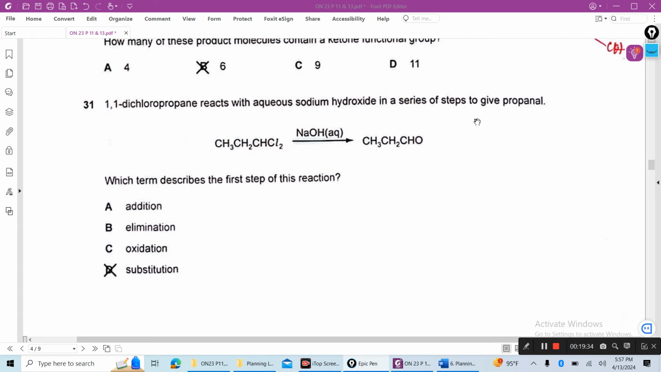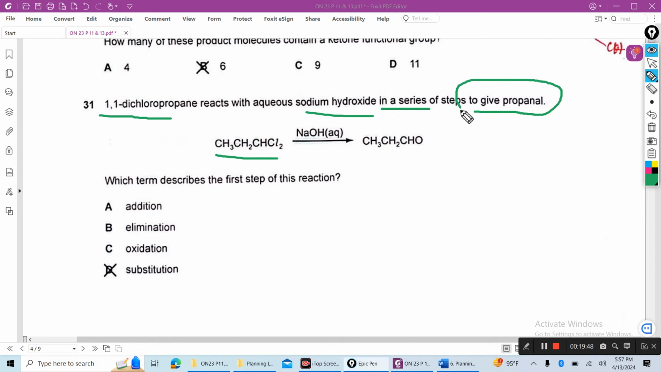Question 31. 1,1-dichloropropane reacts with aqueous sodium hydroxide in a series of steps to give propanol. Which terms describe the first step of this reaction? And you know, a haloalkane reacts with aqueous sodium hydroxide. This is a nucleophilic substitution reaction. So this is a substitution reaction.